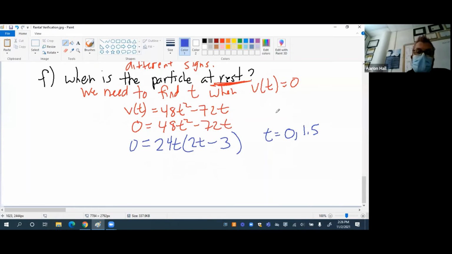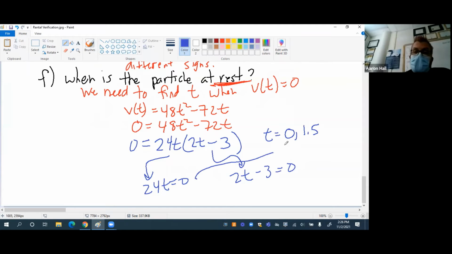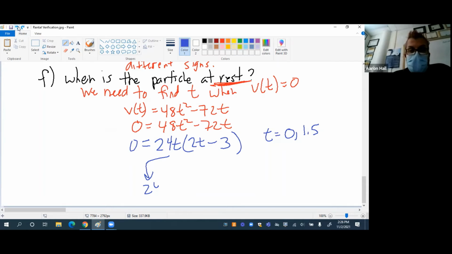A lot of people like to do these separately. They like to do 24 t equals 0 and solve for that, and then 2t minus 3 equals 0 and solve for that. And you're going to find that here we get the 0 and over here we get the 1.5. So we have t equals 0 and 1.5. My next question is, what interval is the particle moving to the left?